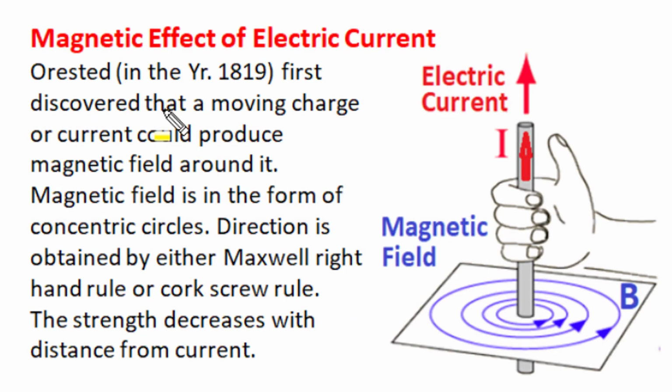Initially, it was believed that electric current and magnetic field have no relation, but Oersted in the year 1819 first discovered that electric current or moving charge can produce a magnetic effect around it, and for a straight line motion of charge or electric current, the magnetic field is in the form of concentric circles, and the direction of magnetic field is obtained by Maxwell right-hand rule or Maxwell corkscrew rule. And Oersted discovered that the strength of magnetic field decreases as we move away from the current carrying conductor, and this strength of magnetic field is directly proportional to the amount of current which is producing this magnetic field.